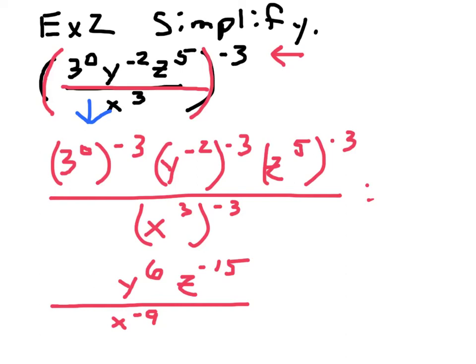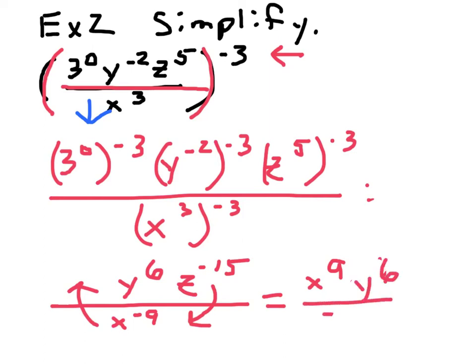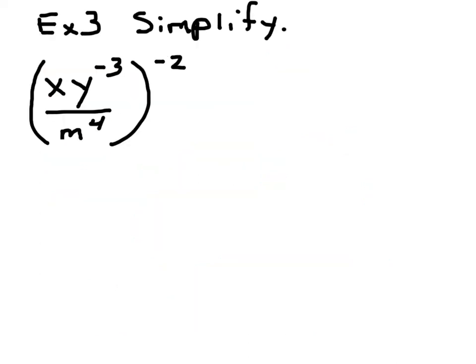Now, right now I probably could leave my answer like this. If they wanted me to write everything with positive exponents, I would bring the z to the negative 15th down, I'd bring the x to the negative 9th up, and I'd have x to the 9th, x to the 6th, or excuse me, y to the 6th, like that, and then over z to the 15th, since I dropped that down, and I have everything written with positive exponents. Let's do one more.